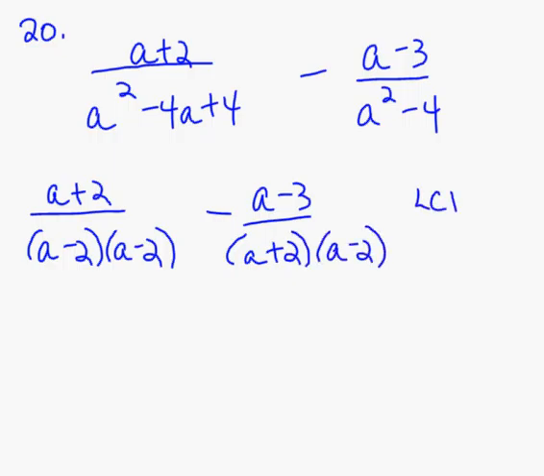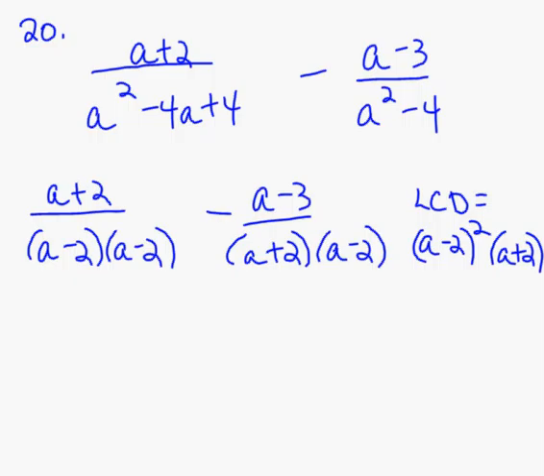So looking at our LCD here, remember from each rational expression, I take all of my denominator factors. So I have a minus 2 squared. And in this one, I've already used the a minus 2, so I don't need to add that. It's over in the left-hand one, but I do need to add the a plus 2. So there's my LCD.